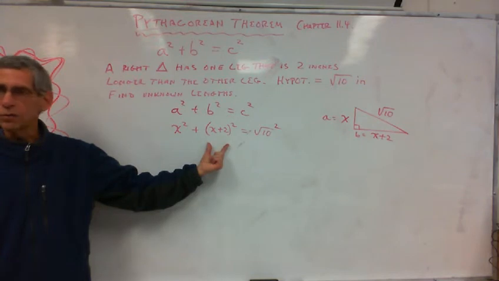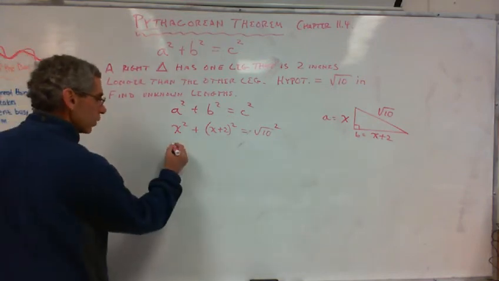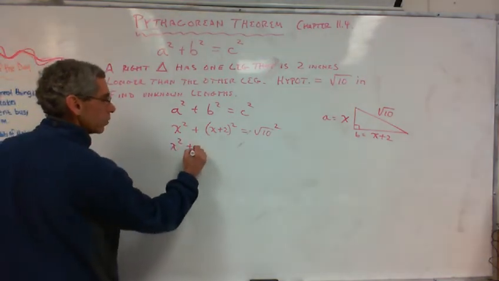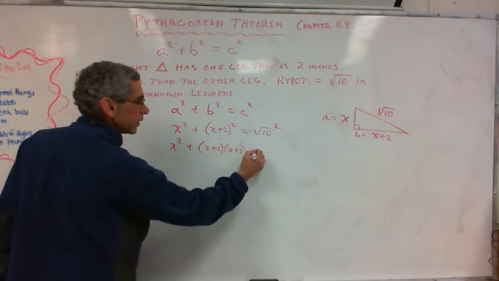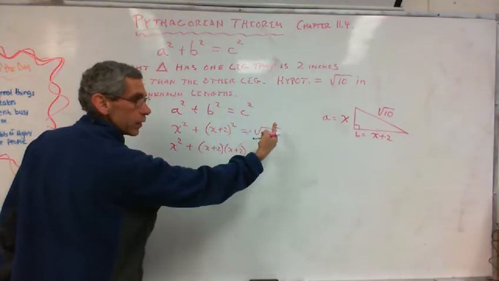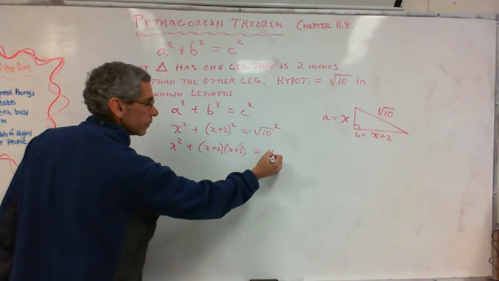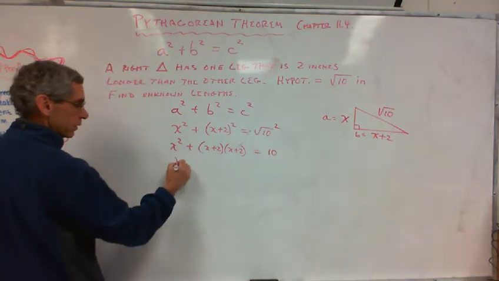And you have to use FOIL. Right, so we're going to write it out. We're going to do x squared plus x plus 2 times x plus 2, and then equals square root of 10 squared, which is 10. That makes it easy. So now we'll keep going.